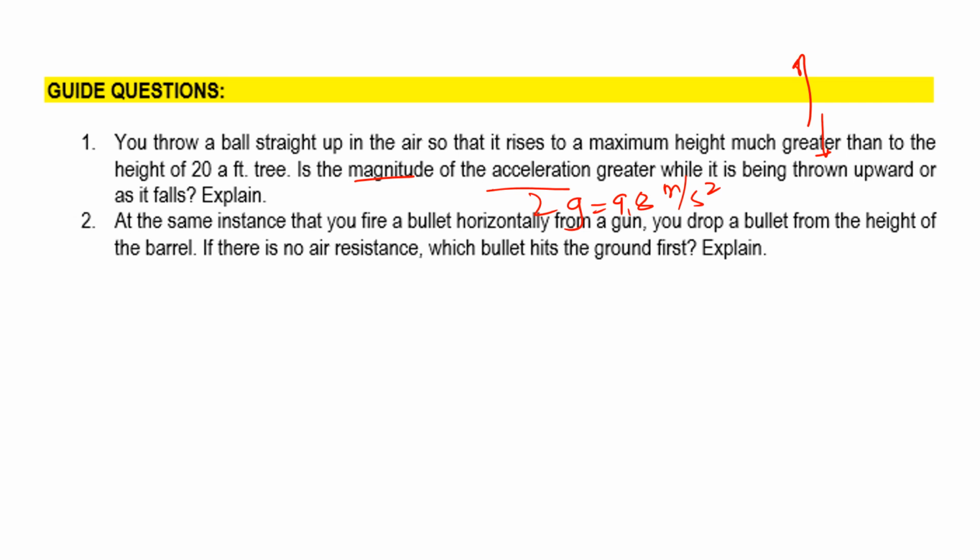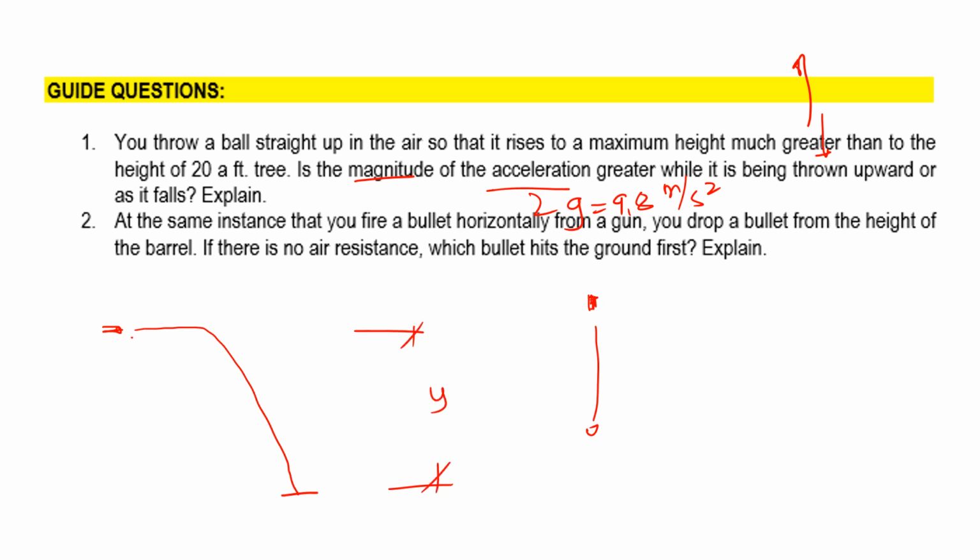Question number 2 is about projectile motion. We have 2 cases here. The first is a bullet, assuming this is the bullet that is shot horizontally, and then it undergoes projectile motion. And then the second bullet is dropped, so this is free fall motion. They have the same height.